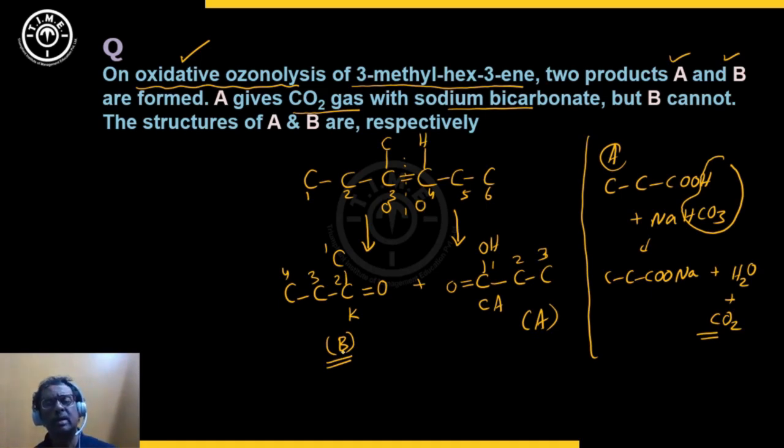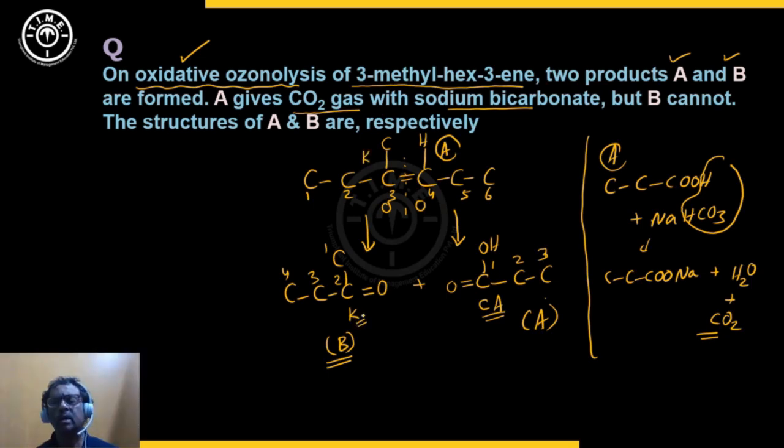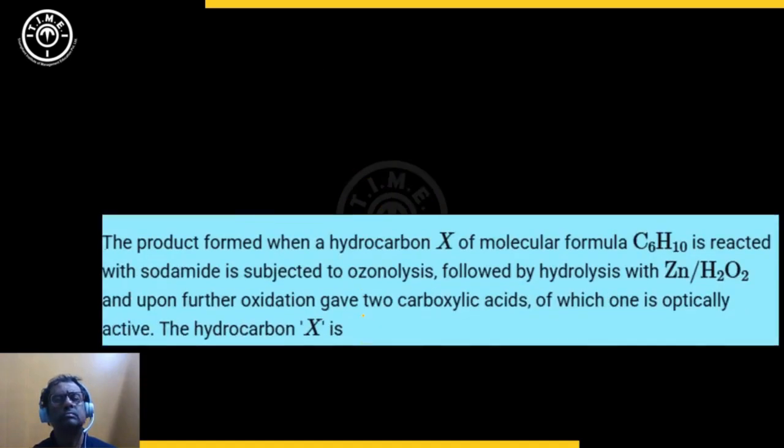So first we will make the product of ozonolysis and then check what is the product. If it is an aldehyde, it will turn into a carboxylic acid. If it is a ketone, it will remain as a ketone. Here, we'll move on to the next question now.